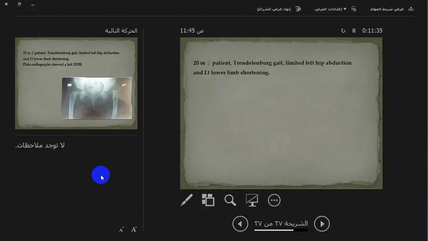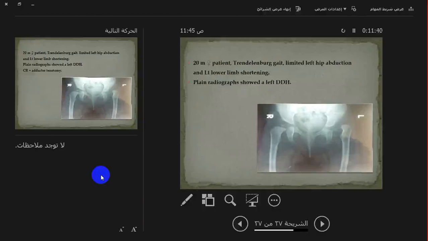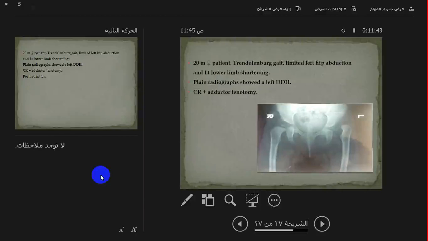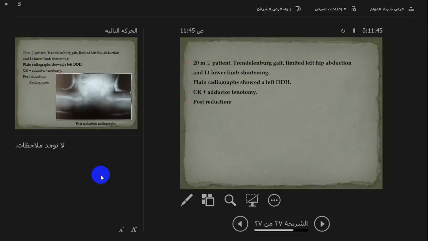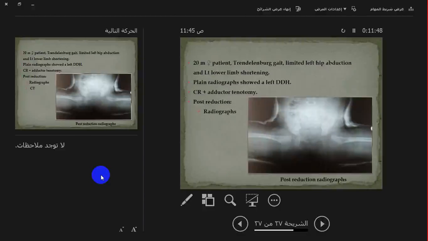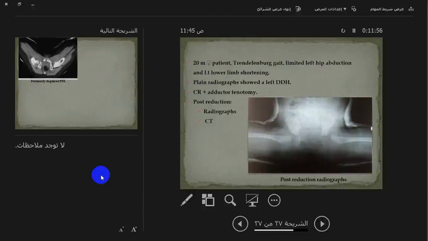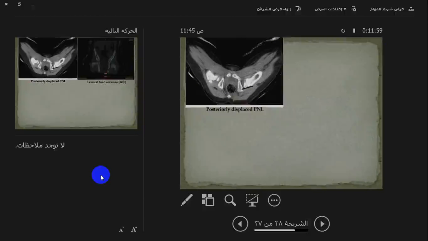Another patient, 20 months old, with the classical presentation of DDH, the left side involved, closed reduction and adductor tenotomy, and post-reduction, you can't really tell again where the ossific nucleus is lying, although it appears to be subluxed a little bit. CT scan: posterior displaced posterior neckline, and don't get fooled by seeing the plain radiographs where you see that there is maximum abduction. It's not.